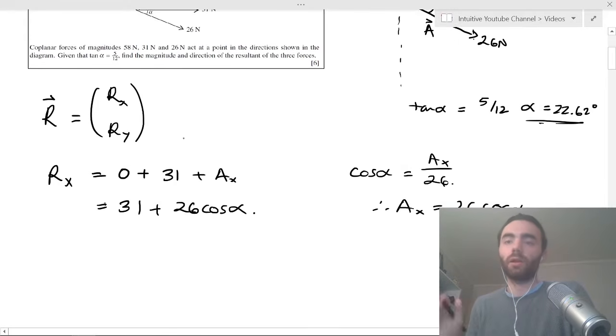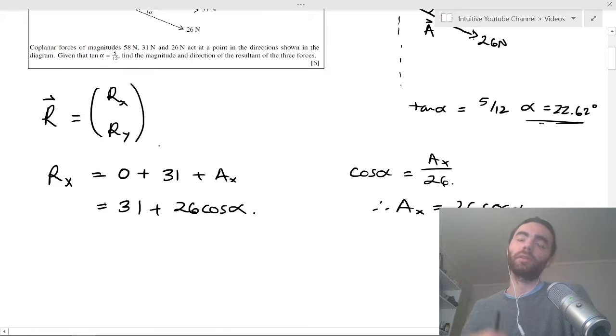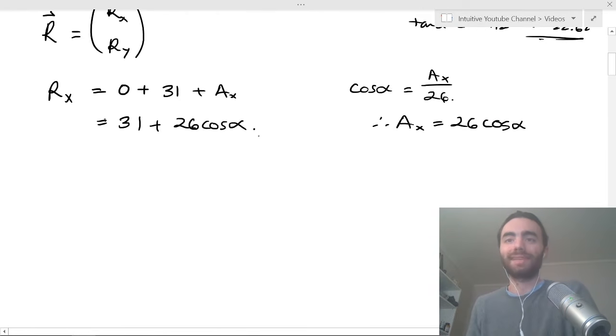I probably should have mentioned that the reason we're trying to find this resultant vector R is that once we find the x and y components, we can find its magnitude and also what direction it acts in.